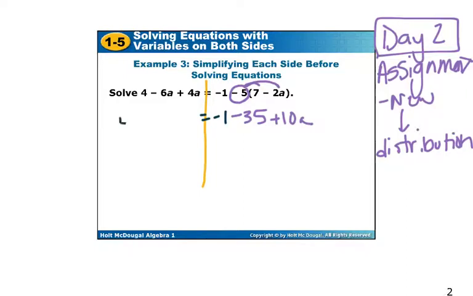Over on the left side, we have 4 minus 6a plus 4a. All right. And so in our previous combining like terms lesson, we did say that anything that is on one side of the equal sign and then on the other side of the equal sign should be combined first. So for instance, -1 minus 35 can be combined to simplify. And then over on this left side, -6a and 4a can be combined. So the first thing was distribute, if we happen to have any distribution, and then combine like terms. So that's what we're doing here. So I'm going to write that over here, distribute.